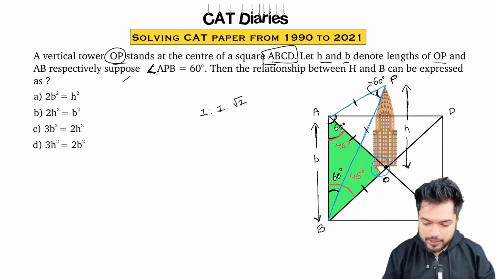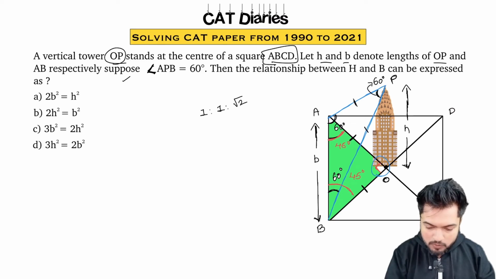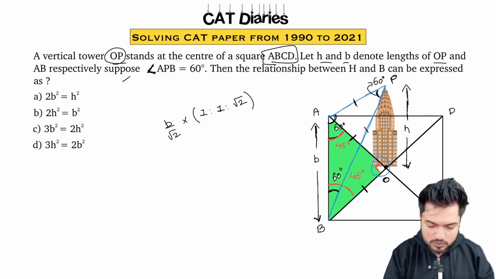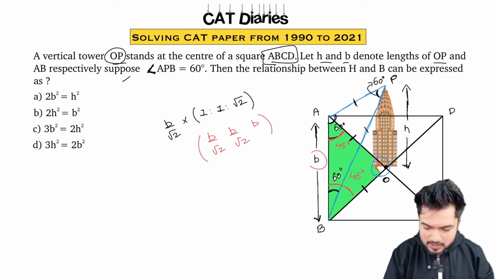So what do I know? I know root 2 is equal to b. Okay, so the other two sides will become what? See, if this is equal to b, how can this become b? When you multiply this by b by root 2, it is only then you can say that this will become b. So this will become b by root 2 now, and b by root 2 into this will become b. This is b only. So from this only I got this.